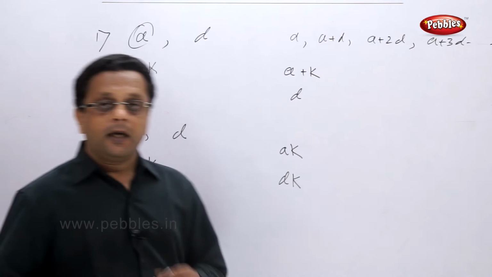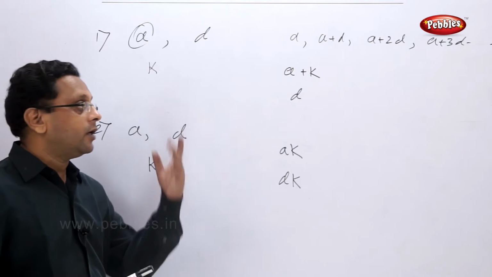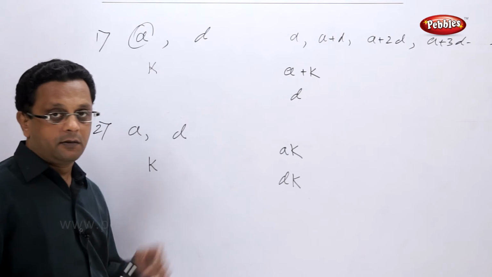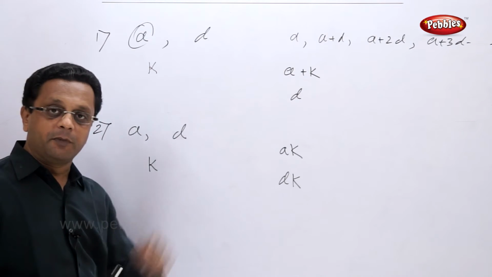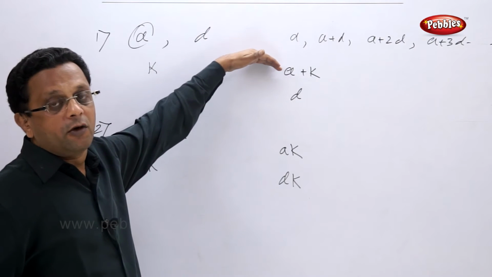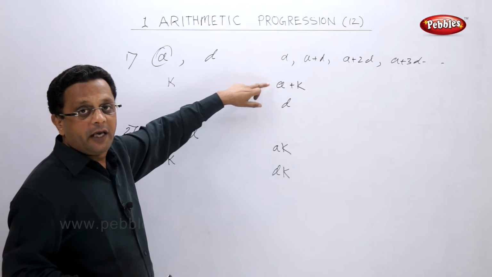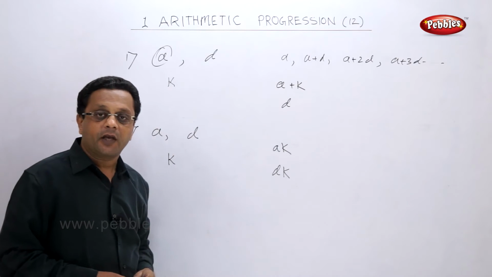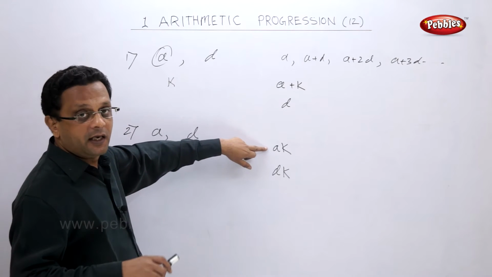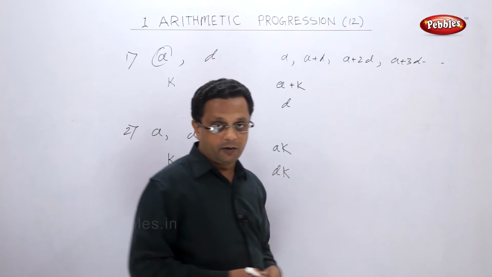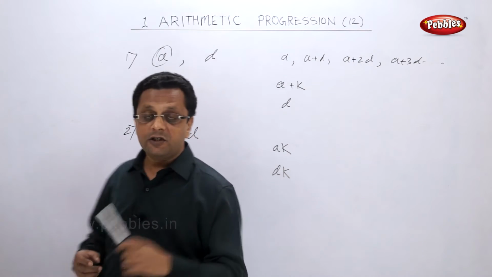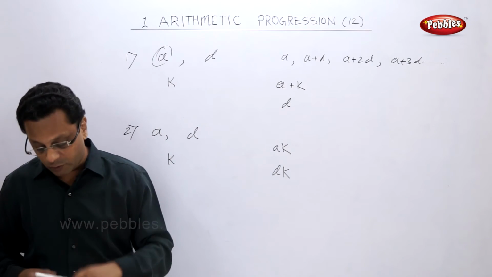Listen again. Once I added k to the arithmetic progression and once I multiplied the terms by k. When k is added, the new sequence is an arithmetic progression with the first term a plus k and difference d, and when it is multiplied, the new arithmetic progression has first term ak and difference dk. So these were the two properties of the arithmetic progression.